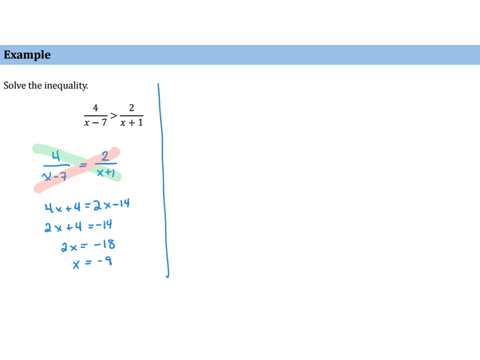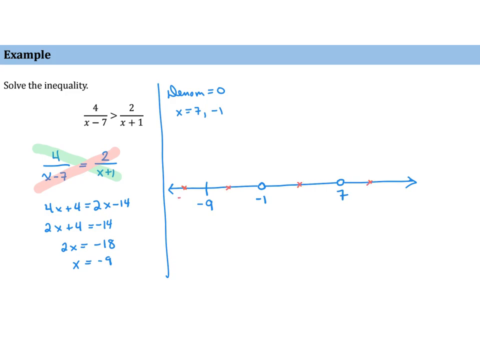Now, where would denominators equal 0? That would mean x equals 7 or negative 1. Those need to be excluded. So let's draw our number line. So we have negative 9 as a solution to the equation. We have then negative 1 and 7 that need to go. So negative 1 and 7. So now we have 4 intervals to check.